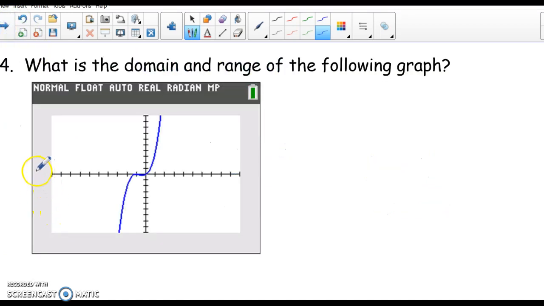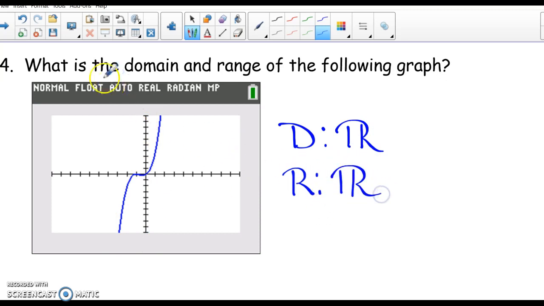What is the domain and range of the following graph? How does my graph move left and right? For my domain, it's going to be all real numbers. And for my range, how does it move up and down? Again, all real numbers.